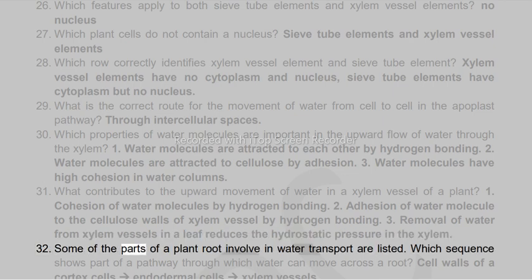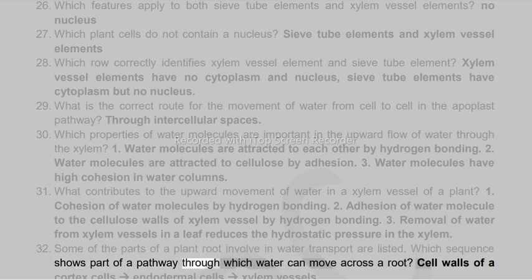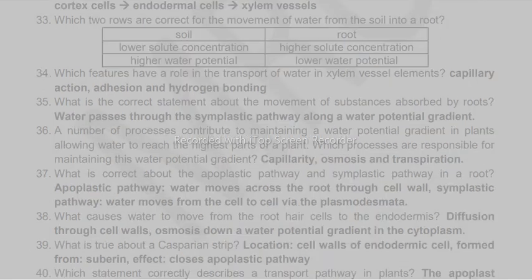32. Some of the parts of a plant root involved in water transport are listed. Which sequence shows part of a pathway through which water can move across a root? Cell walls of cortex cells, endodermal cells, xylem vessels. 33. Which two rows are correct for the movement of water from the soil into a root? Soil, lower solute concentration, higher water potential; root, higher solute concentration, lower water potential.